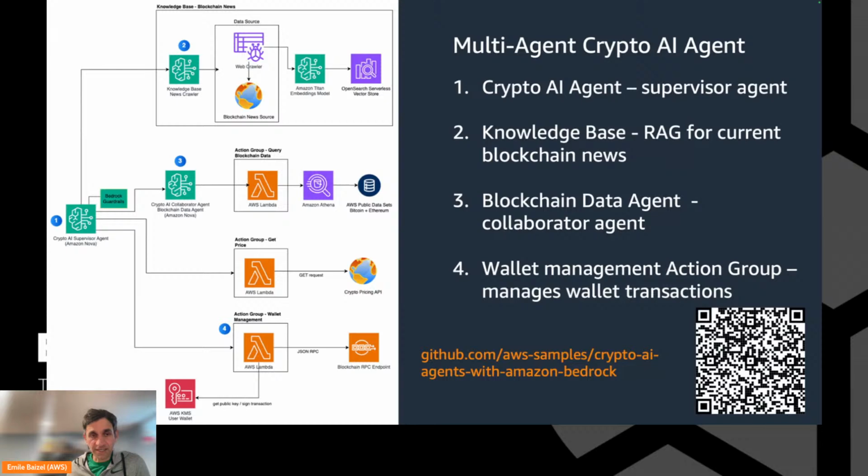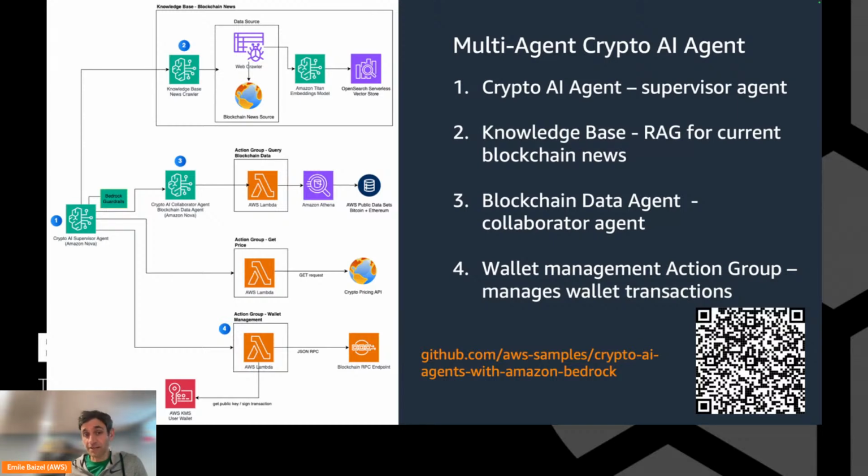And the last thing is how we send transactions to the network. And so in this bottom one, which is number 4, we would reach here with a prompt such as send 0.001 Bitcoin to this address. And so we have a wallet management action group. And what we've done is we've attached a KMS key. So KMS is our key management service. And natively, it supports the elliptic curve that is used by Bitcoin.